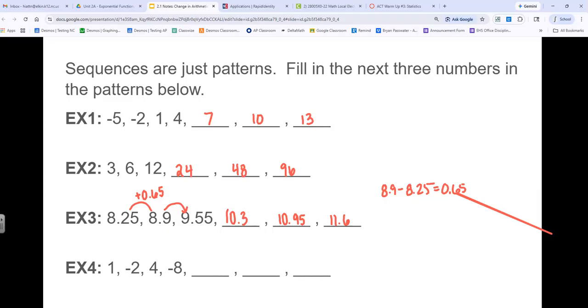Okay, what about this last one? What's happening here? Multiplying by -2. So our next one is going to be positive 16, then -32, and then positive 64. All right. So whenever we're multiplying by a negative number, what do you notice about the outputs of the sequence? They're switching back and forth from positive to negative. So if you see values go positive, negative, positive, negative, you are probably multiplying by a negative in that case.